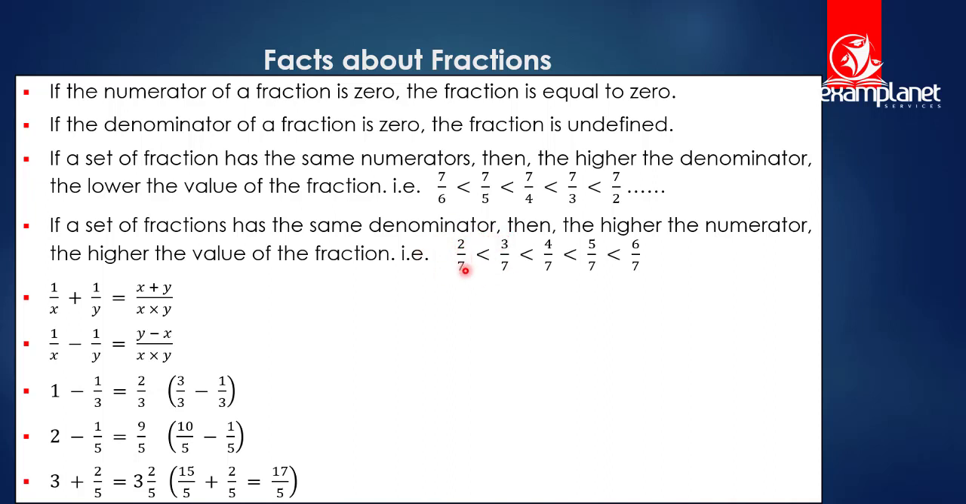So here, 2 over 7 is less than 3 over 7 because the numerator is bigger. 2 over 7 is less than 3 over 7. 3 over 7 is less than 4 over 7. 4 over 7 is less than 5 over 7. 5 over 7 is less than 6 over 7. Alright, so these 2 points here, you can use them to compare two fractions.